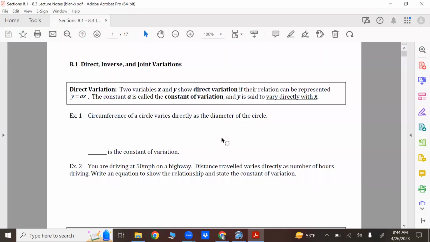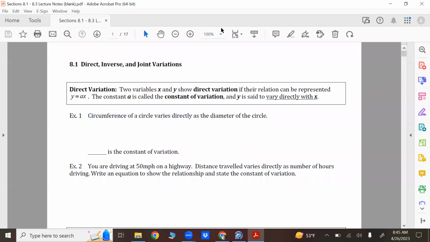All right. So 8.1 is, I think, a pretty easy topic. It can seem a little confusing, but once you get the hang of it, it's pretty easy. 8.3 is definitely the most confusing. So next week we're doing 2 days of it because it's pretty confusing. But this one, I think, is pretty straightforward.